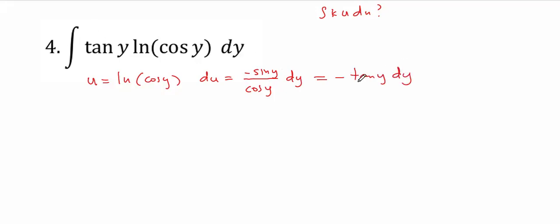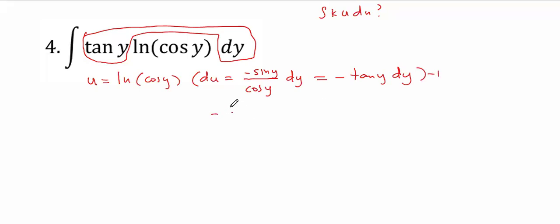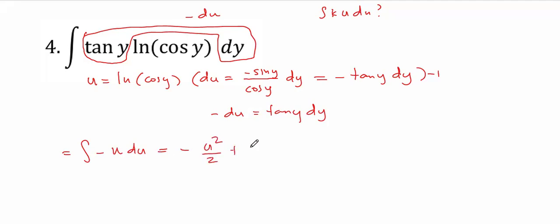So in the value of du, we have tangent of y times dy. So we solve for the value of this. You multiply this by negative 1, so we have negative du. This is tangent of y dy. So this is simply negative du. So the integral reduces to, so let us plug in u. And then the substitute for this part is negative du. So the answer would be negative u squared over 2 plus c.